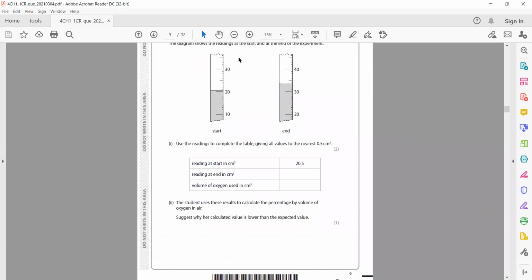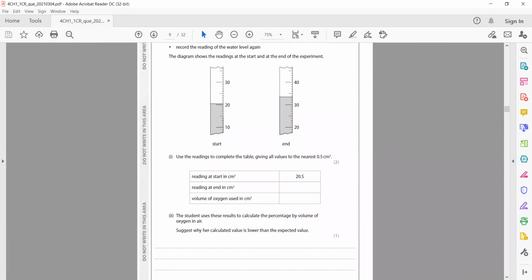So at the beginning, or at the start, what is the volume? The volume is 20.5. And at the end, what is the volume? The reading at the end, when you read it, is 33.5. So when you take the difference, you will get the volume of oxygen, so that is 13.